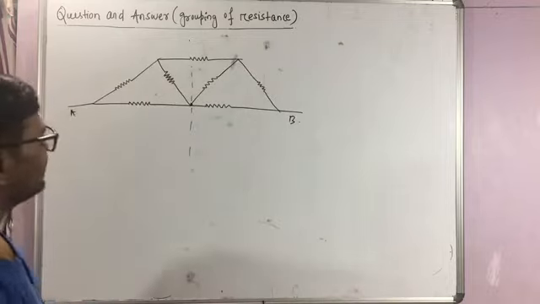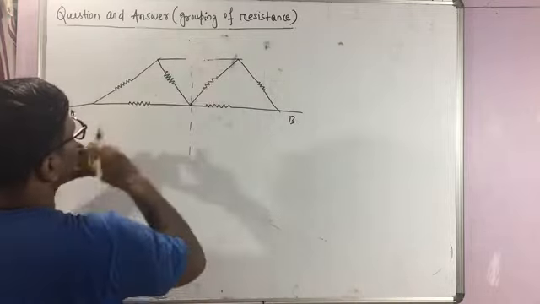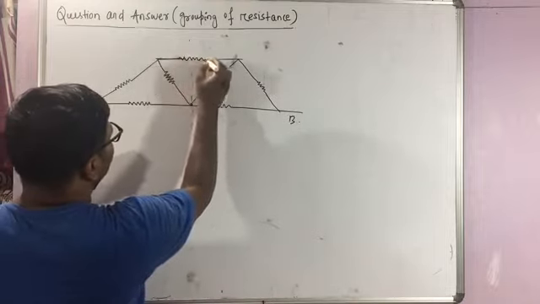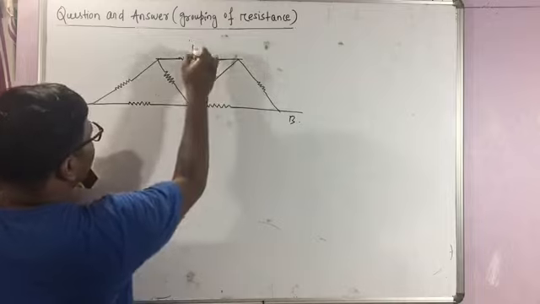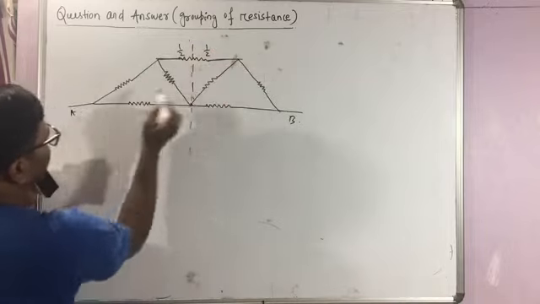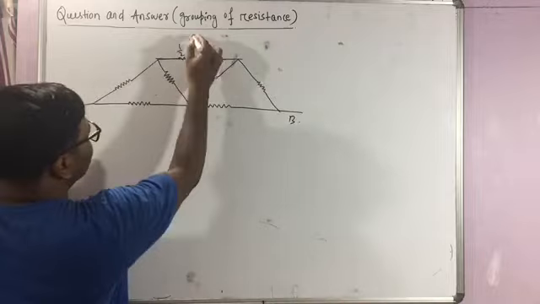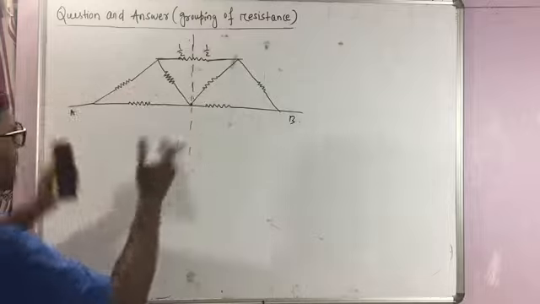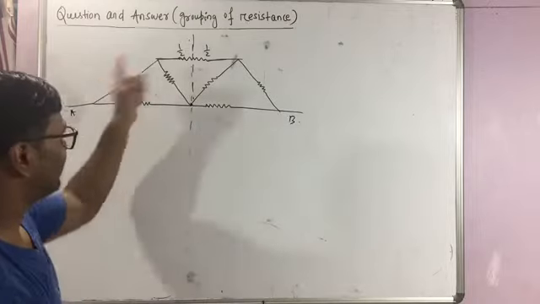So my point is, if you divide this 1 ohm into 2 equal halves, like this, means half ohm this side and half ohm this side, means left side of this line and right side of this line, they represent two different groups of resistances of a network.